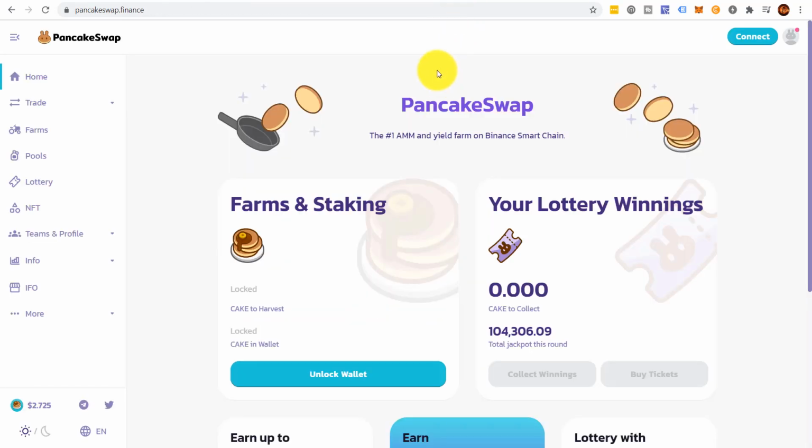So how do you get the Binance token? This is what we need to do. First things first, I recommend that you get the Chrome extension for the Binance Chain wallet. And all you have to do is come over here.